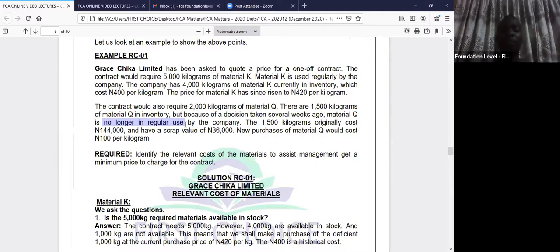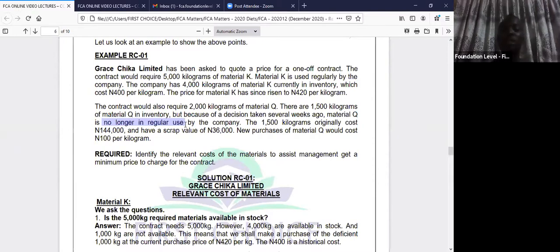Prior to this time, we would have been using the material regularly, but management have taken the decision to stop using material Q for production. And so it's not in regular use. So you've answered no. And because you've answered no, you have to go to the third question.